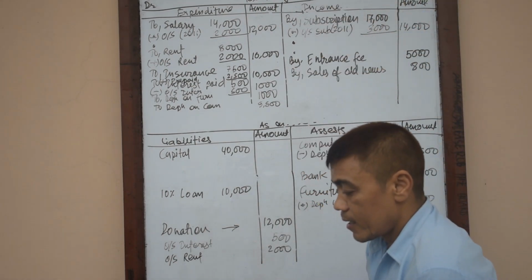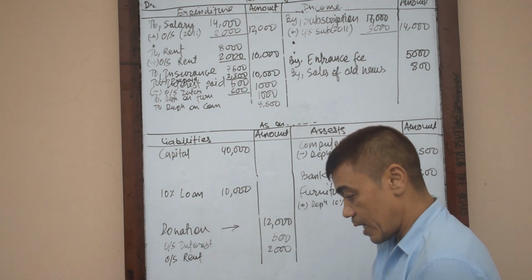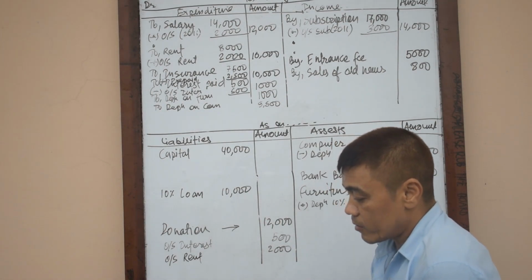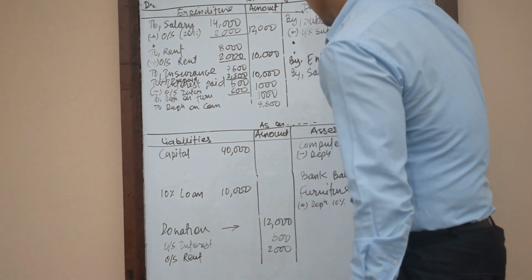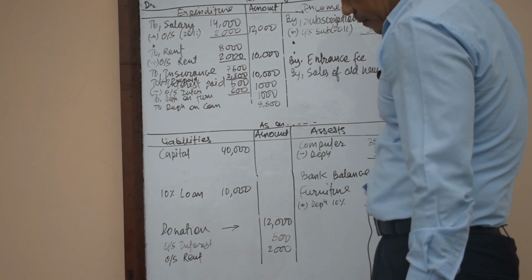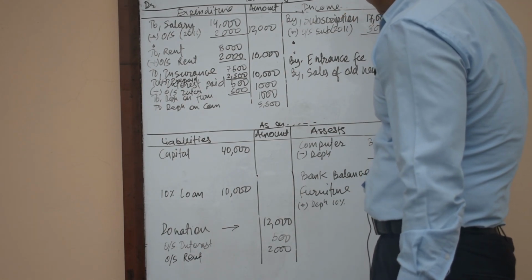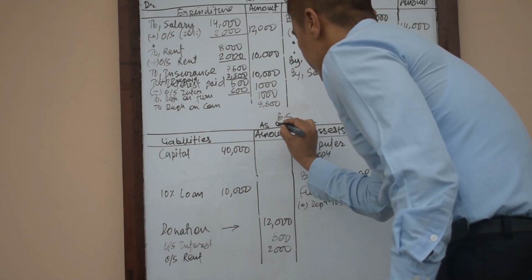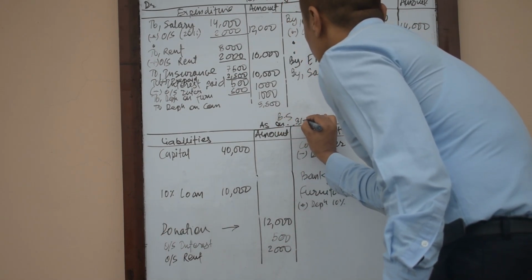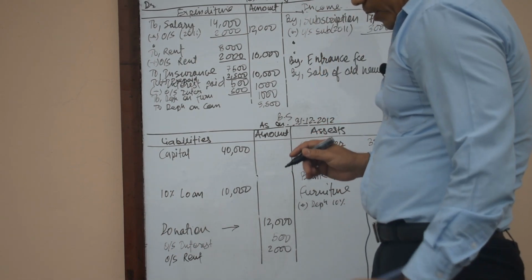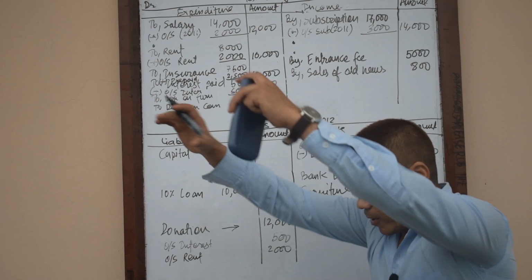So many things we still need to record, like first of all, of which year we are preparing, that also we should know. So for the year ended 31st, this could be written at the beginning, not at the last, 2012. And here this is balance sheet, I'm writing in short, 31st 2012. Now it is time to calculate the surplus.